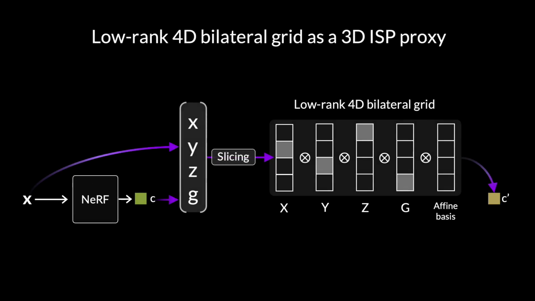Our solution is to use a low-rank 4D bilateral grid as the 3D ISP proxy. First, a 4D bilateral grid is a simple extension of the image-level bilateral grid, but for processing 3D views. Second, we regularize the rank of the 4D bilateral grid to fill the unseen areas.